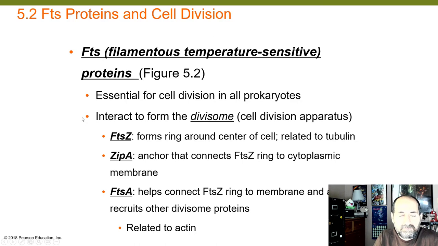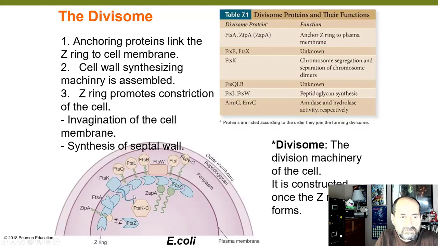So first of all, remember that you need to pick the site of septum formation, and the FtsZ proteins, which stands for the filamentous temperature sensitive proteins, play a big role in septum formation, where the septum forms. So these are proteins that interact to form the divisome, or the cell division apparatus. You've got FtsZ proteins that form the FtsZ ring. This FtsZ ring determines the site of septum formation. And then you have the ZipA and FtsA proteins, which help to connect the Z ring to the cell membrane.